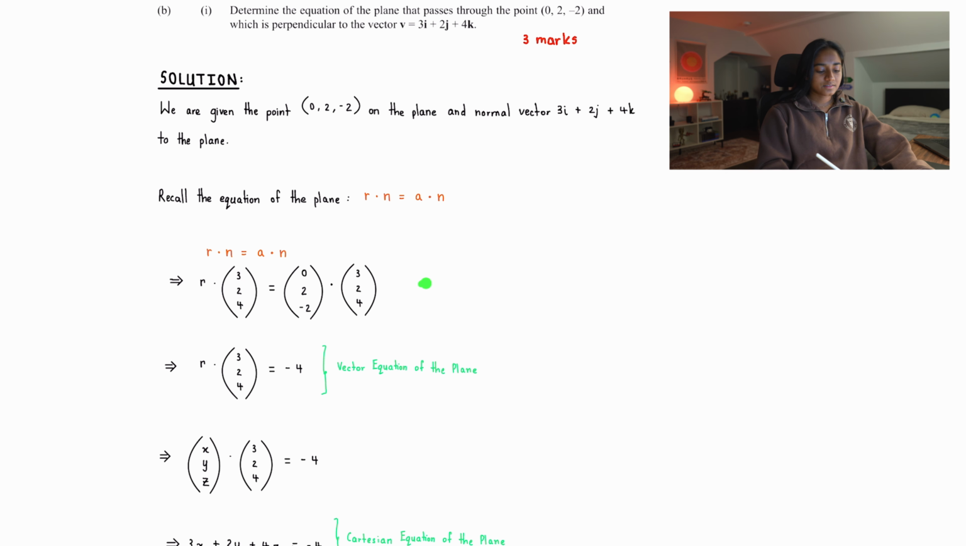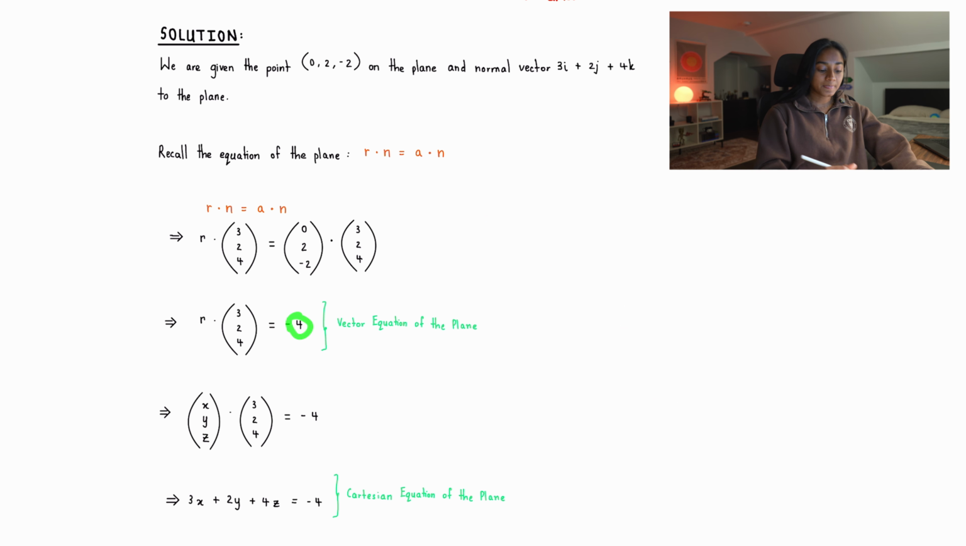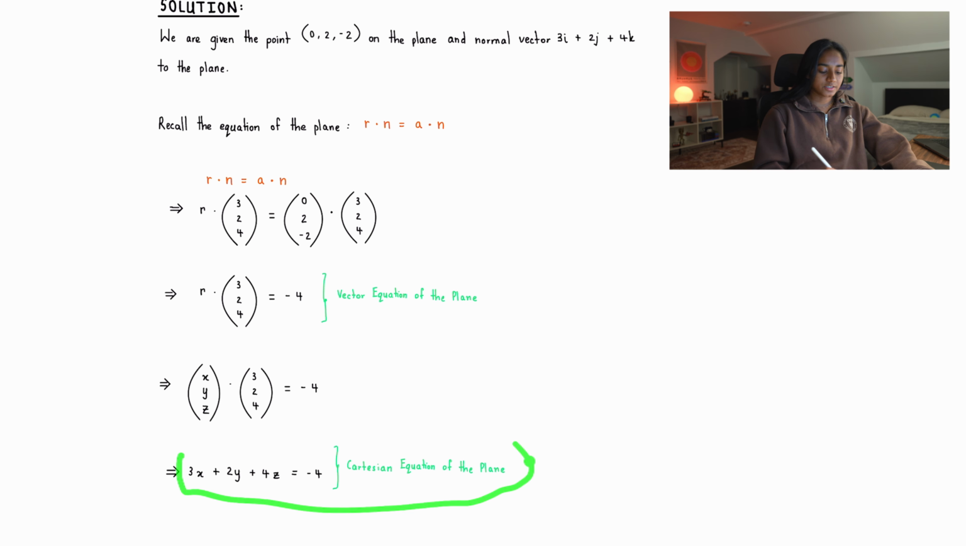Let's simplify the right hand side. This is equal to 0 times 3, plus 2 times 2, plus minus 2 times 4, which is 0 plus 4 plus minus 8, which is equal to minus 4. So we have minus 4. This is the vector equation of the plane. Let's go into the Cartesian equation. All we do is get the x, y, and z. Remember, r is equal to x, y, and z. Then we simplify to get the Cartesian equation of the plane.